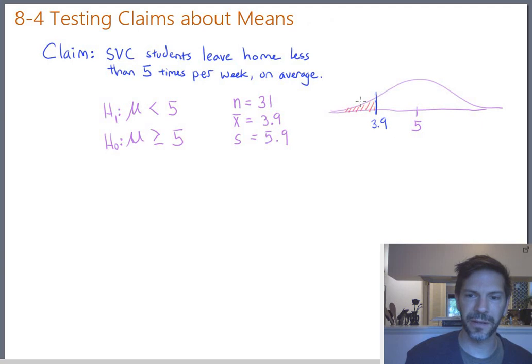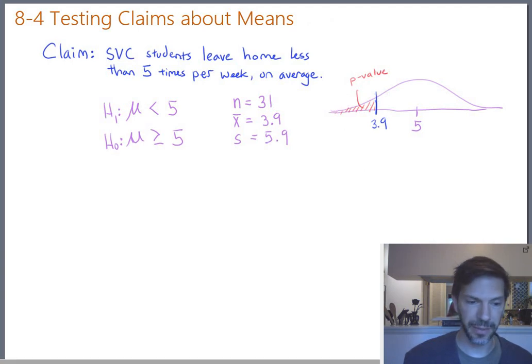If this drawing is basically to scale, then 3.9 really is not proof that it's lower than 5, right? It's still well within the range of what you'd expect with a 5. But maybe my scale isn't right. Maybe 3.9 is really kind of off the end of the curve over here somewhere, in which case that's proof that 5 really isn't the true value. We need to figure out the p-value here. That will tell us where that 3.9 is on the curve.